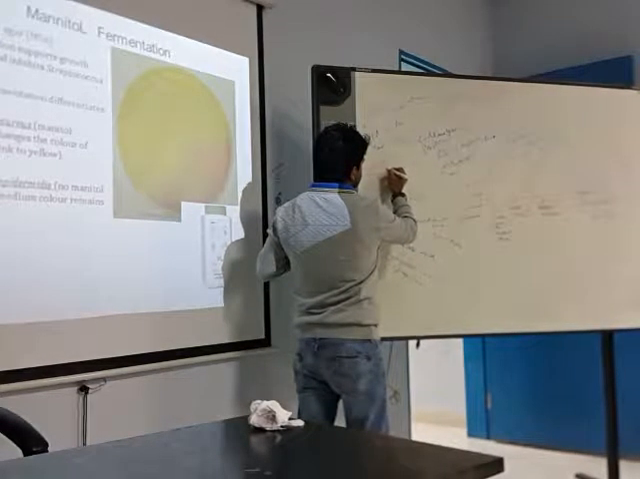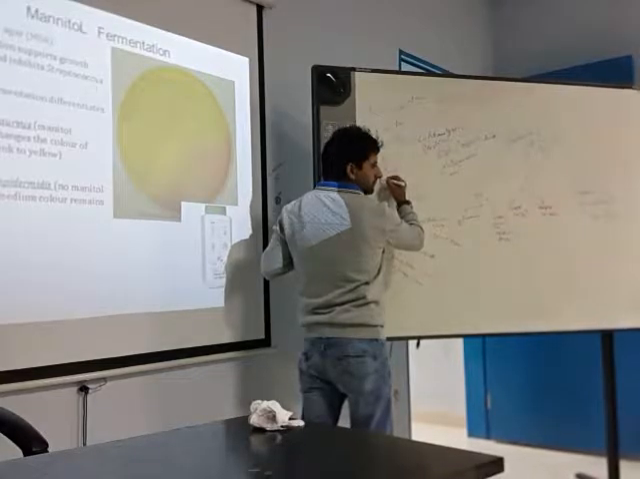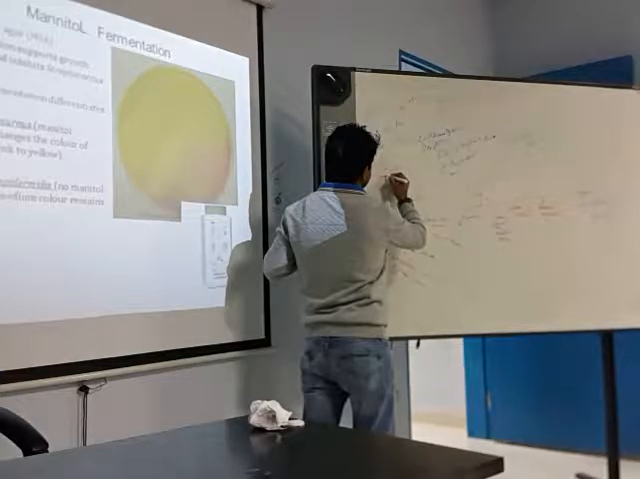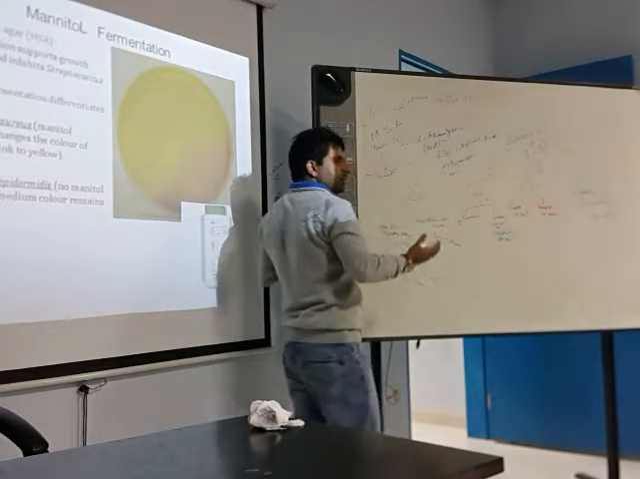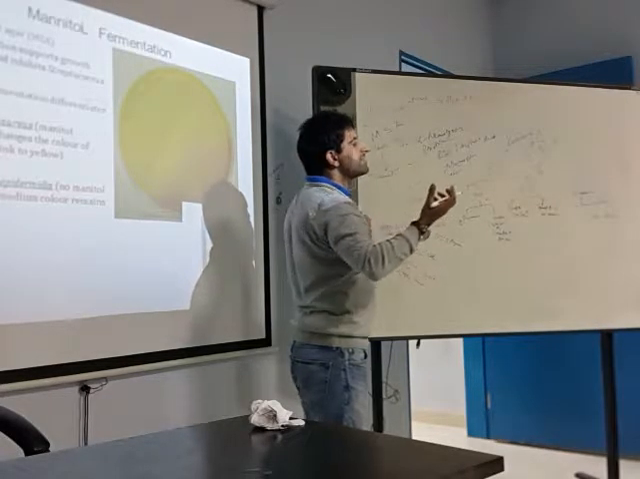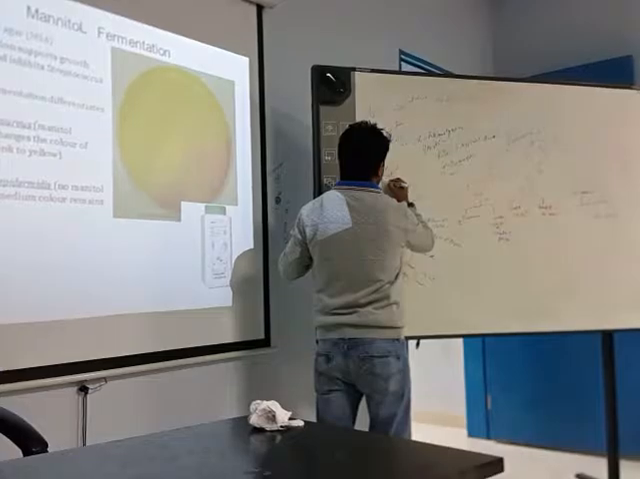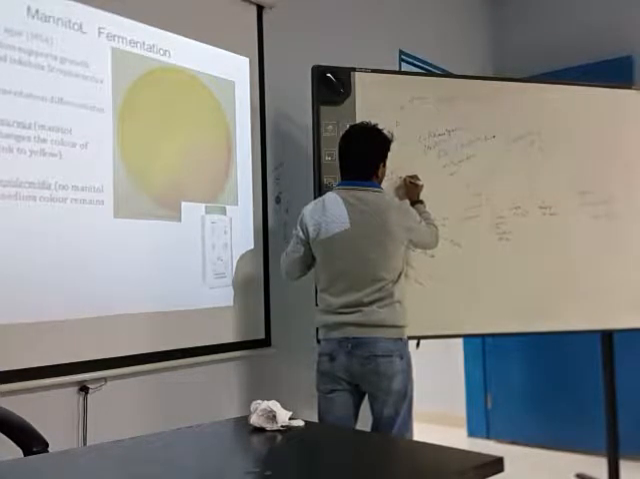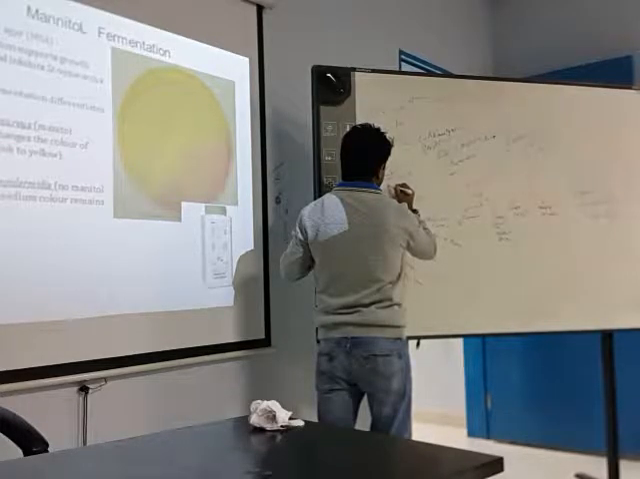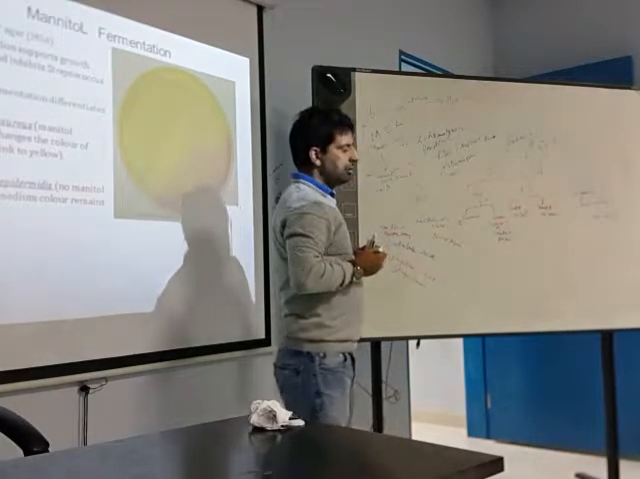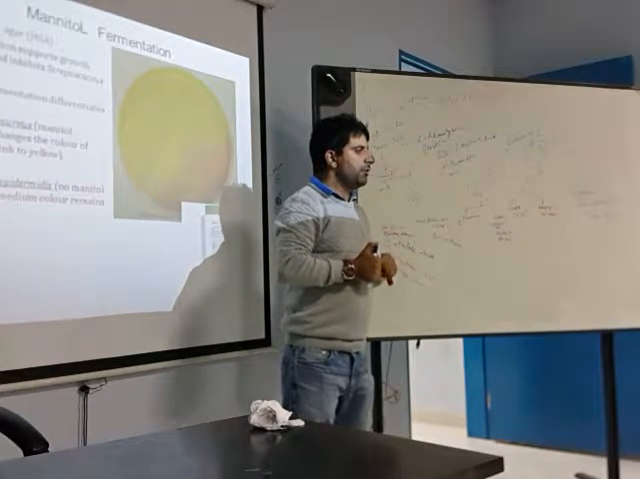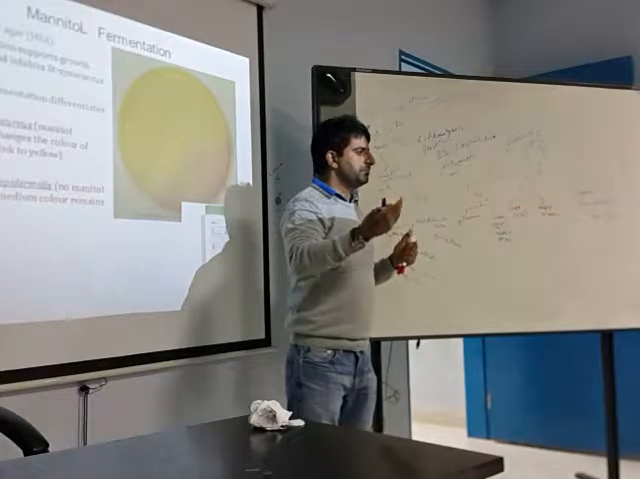If the bacteria ferments the mannitol, what will happen? Fermentation of mannitol causes acid production. When acid is formed, what will happen to the pH? When acid is produced, pH will decrease from 7.